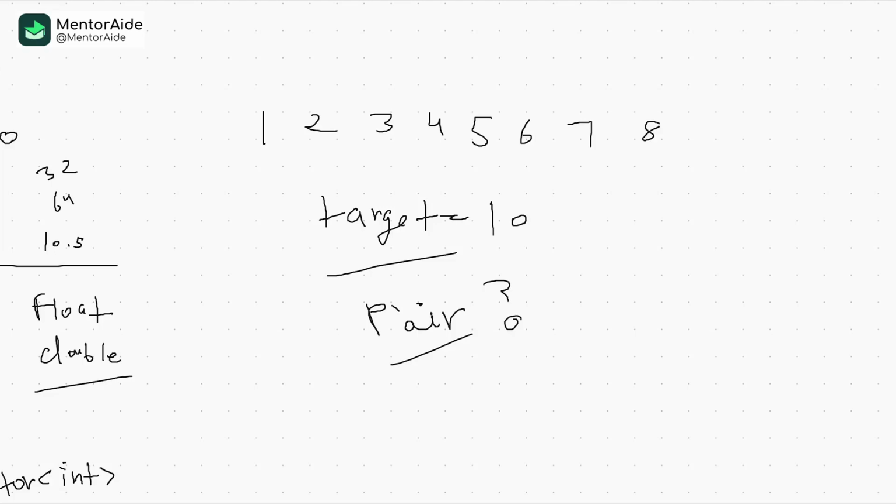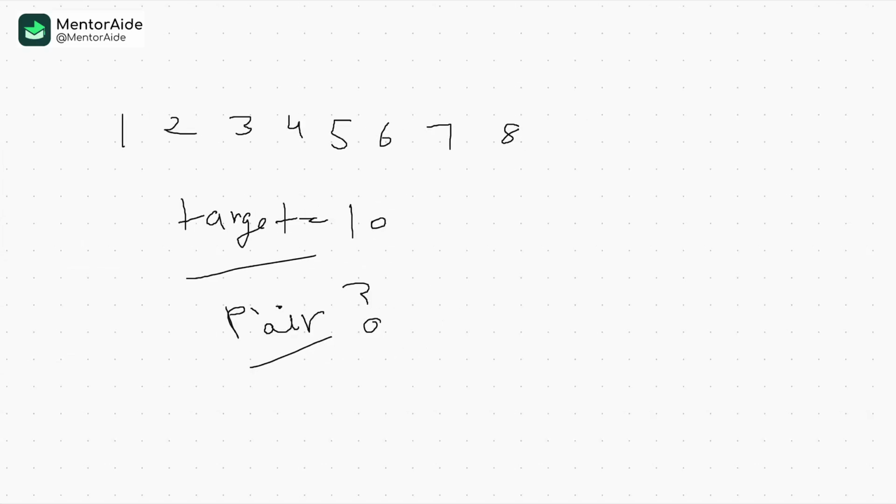We are given an array which is 1, 2, 3, 4, 5, 6, 7, 8. The target is 10, and we need to find a pair. Pair means x comma y. Is the question clear to everyone? Yes, sir. Great.